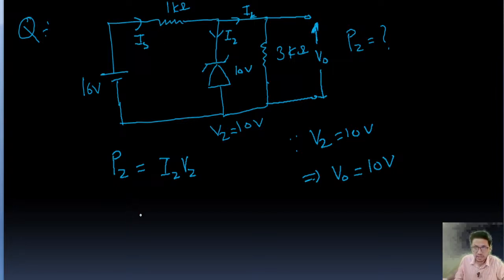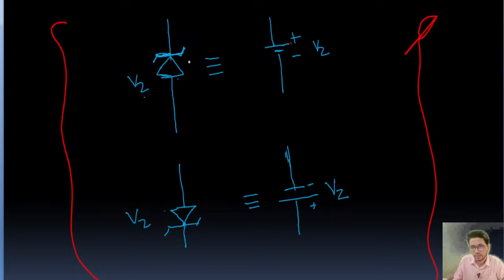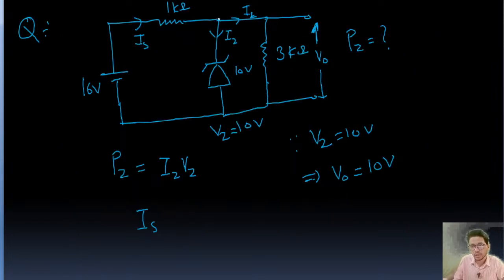Okay, current IS. I told you, right, this is the Zener voltage. If the diode orientation is like this, in that case this part is going to be positive for Zener voltage, and this part is going to be negative. So here the voltage is going to be 10 volt at this point, and here is 0. 10 volt, and here we have 16 volt, means at this point the voltage is 16 volt.